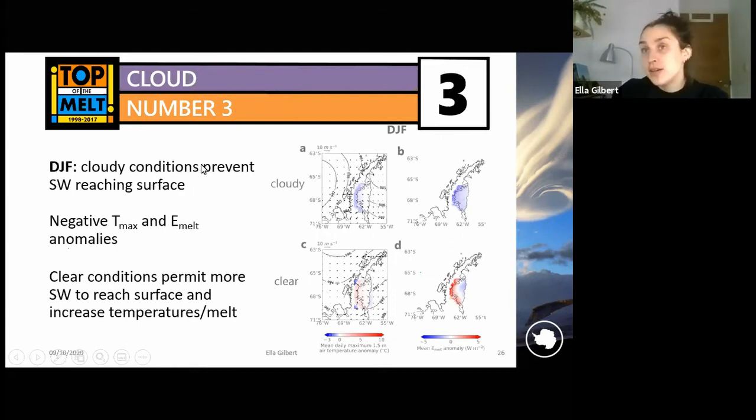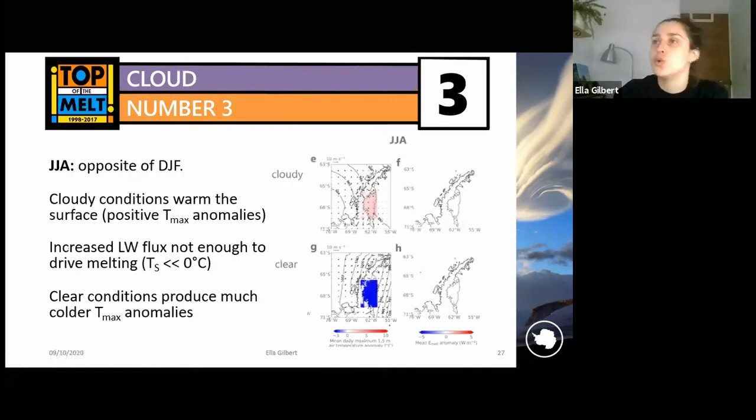In cloudy conditions in summer, we get negative temperature anomalies because less solar radiation is able to reach the surface, doesn't warm the surface quite so much, and that means we get lower balance of fluxes. So E total is smaller, and we also have a lower temperature, so we have negative melt conditions. In clear conditions, you get much more solar radiation reaching the surface, and that raises temperatures and can cause melt in some cases.